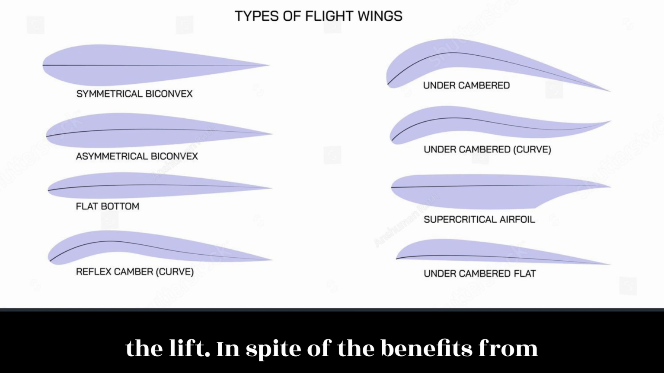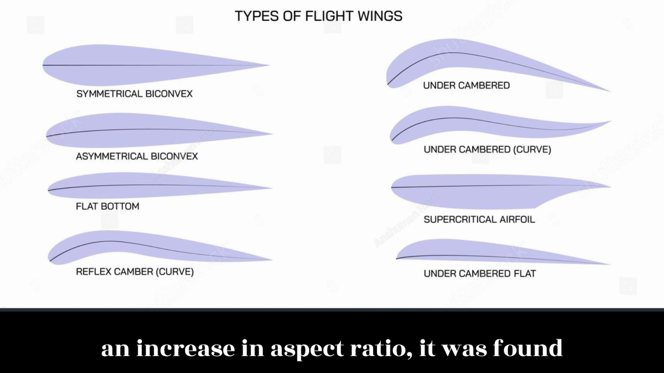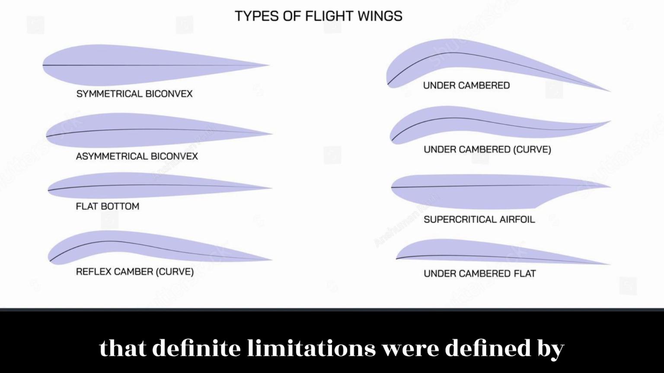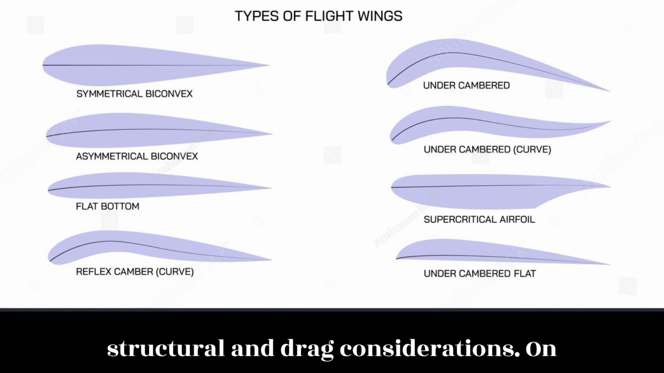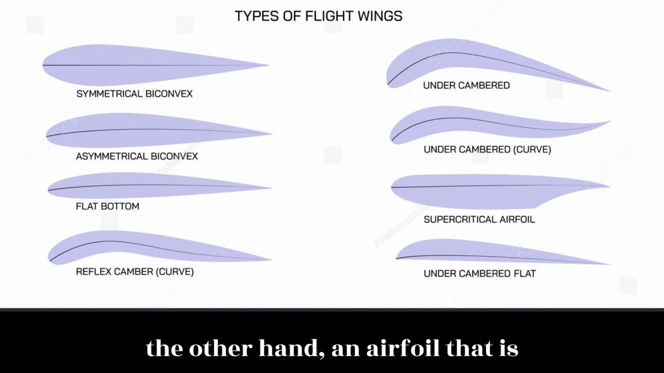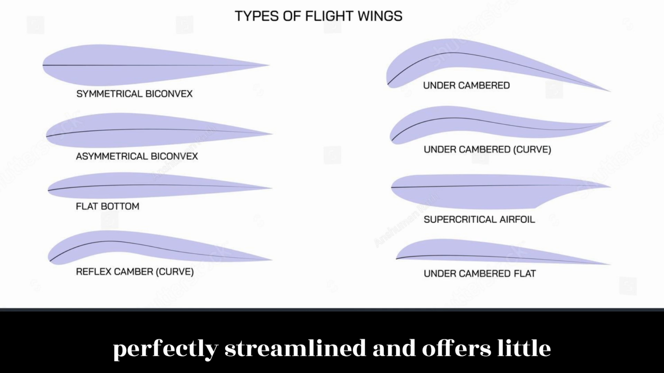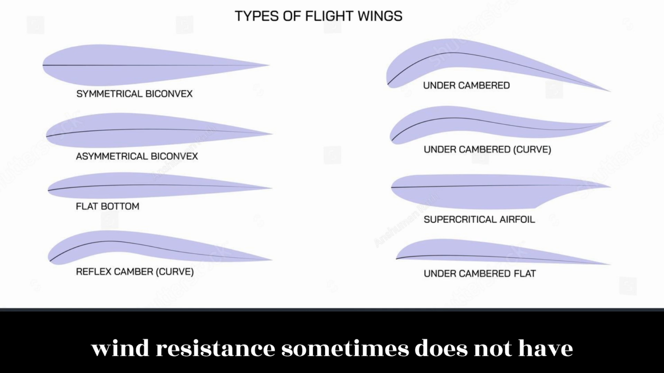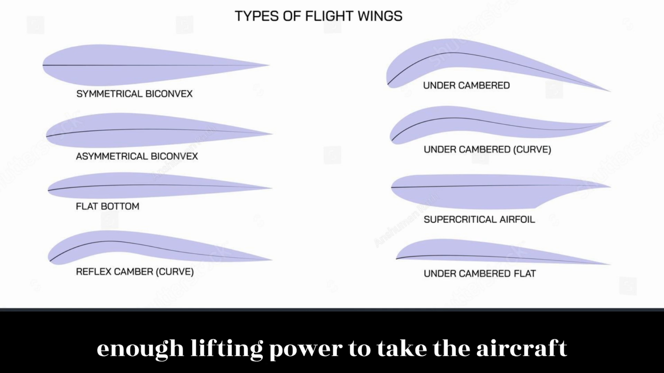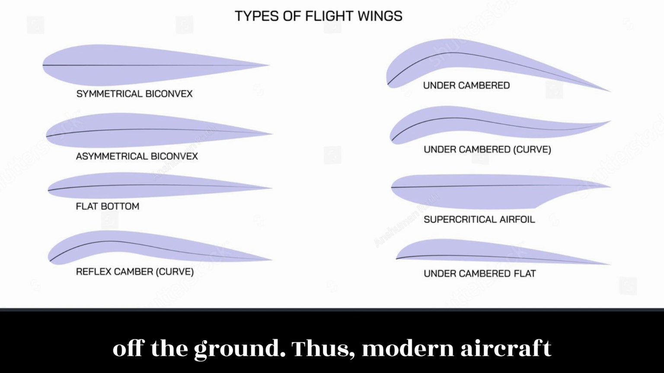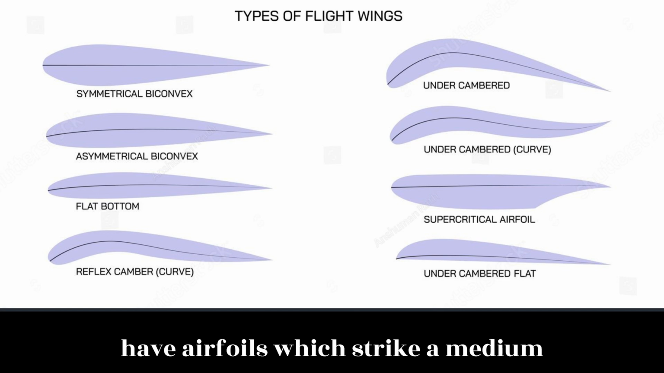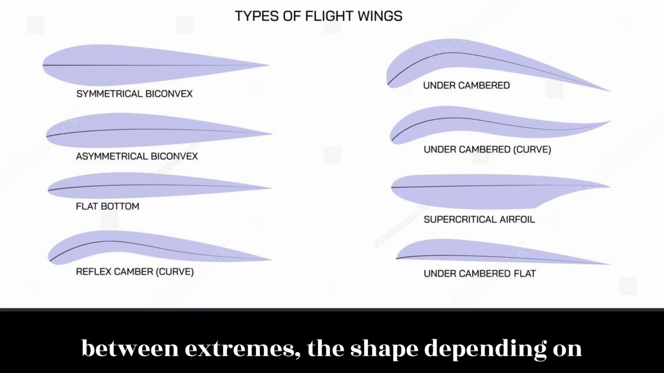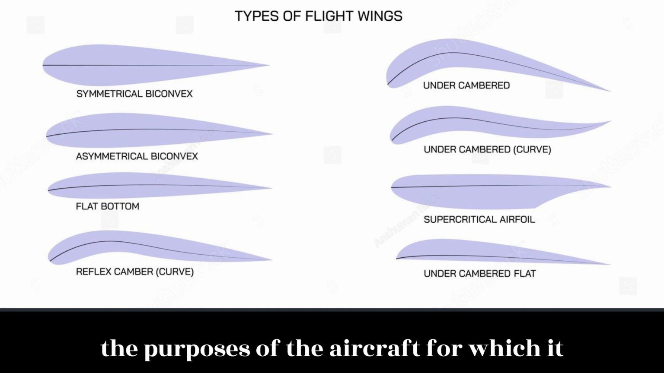In spite of the benefits from an increase in aspect ratio, it was found that definite limitations were defined by structural and drag considerations. On the other hand, an airfoil that is perfectly streamlined and offers little wind resistance sometimes does not have enough lifting power to take the aircraft off the ground. Thus, modern aircraft have airfoils which strike a medium between extremes, the shape depending on the purposes of the aircraft for which it is designed.